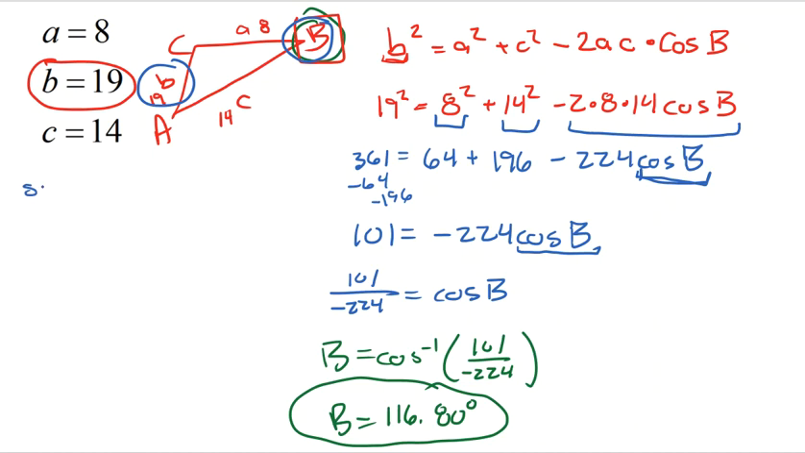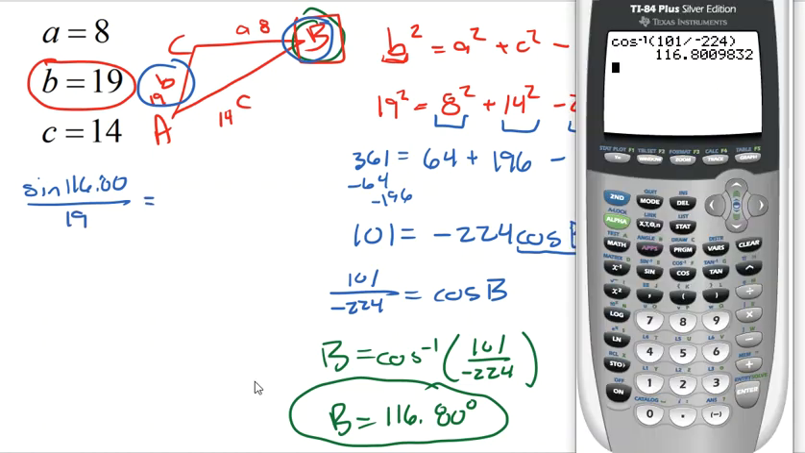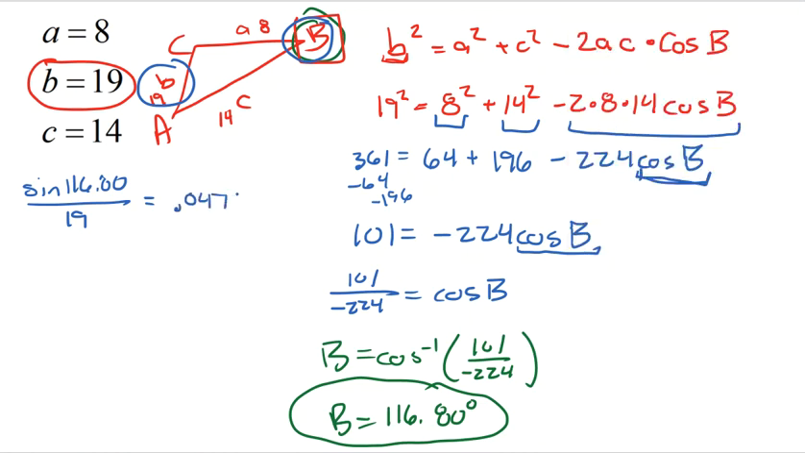So let's see here. So sine of 116.80 divided by 19 is my magic ratio. So let me go ahead and find that magic ratio. I will say this, anytime you have a law of cosines problem, you're typically going to also have to use the law of sines. Make sure you close that parenthesis before dividing by the 19. And we get 0.0470. Okay, now that I know the magic ratio, it's really up to you.